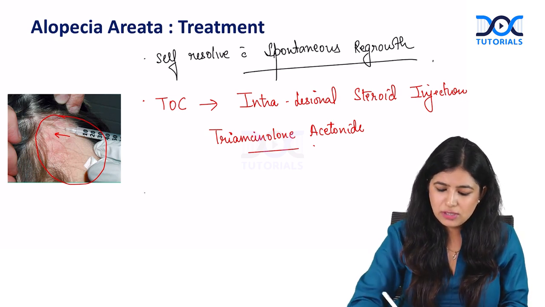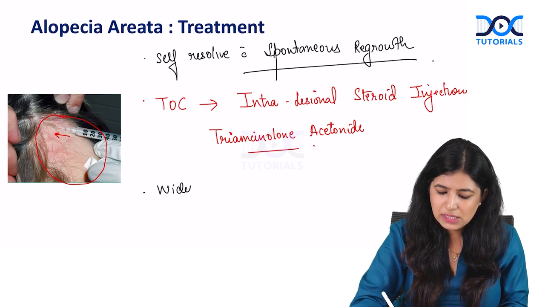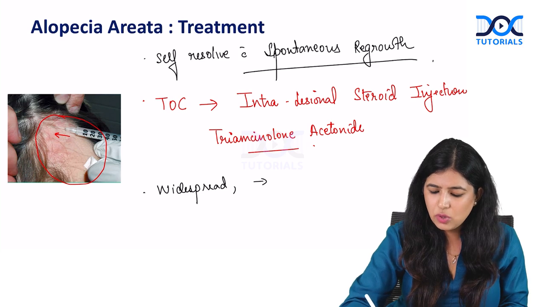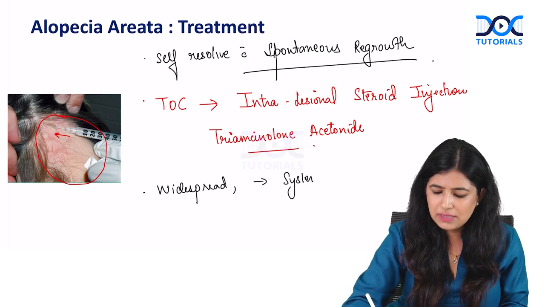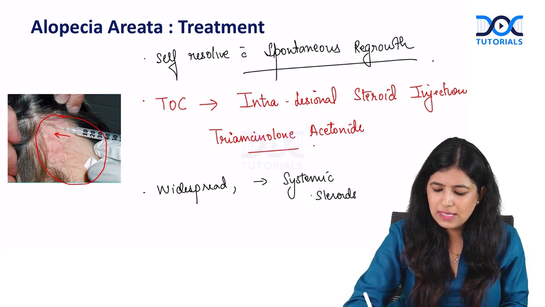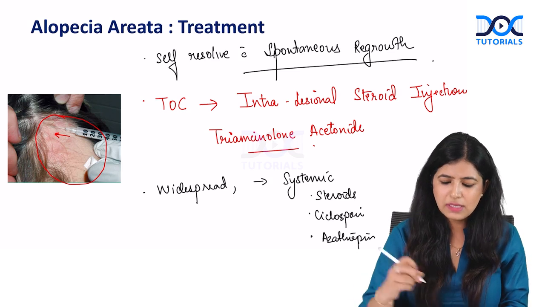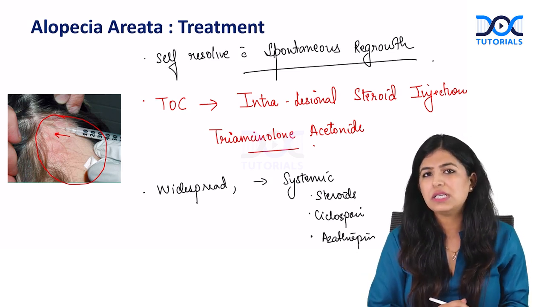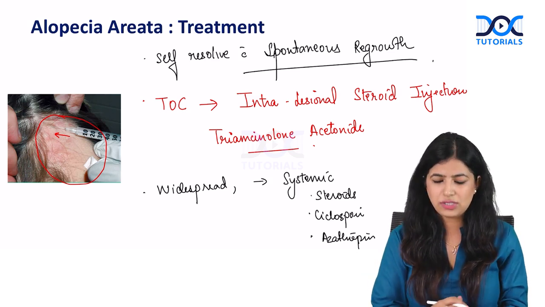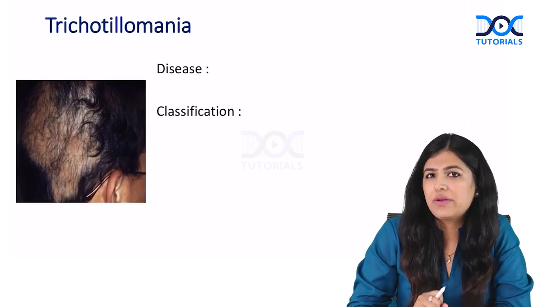Now, for patients who have more widespread disease or which is rapidly increasing in size and number, you give systemic treatments. In systemic treatments, we can use steroids, azathioprine, cyclosporin. All of these are other options for treatment. But what is the treatment of choice? The treatment of choice is intralesional steroid injection.